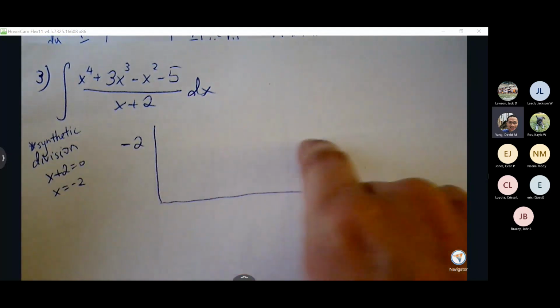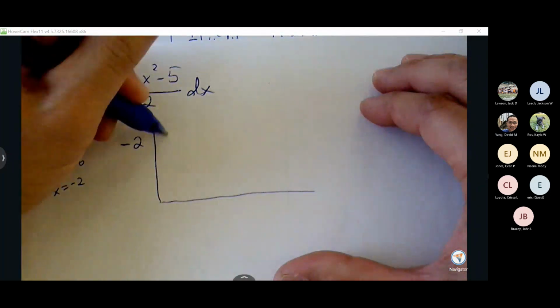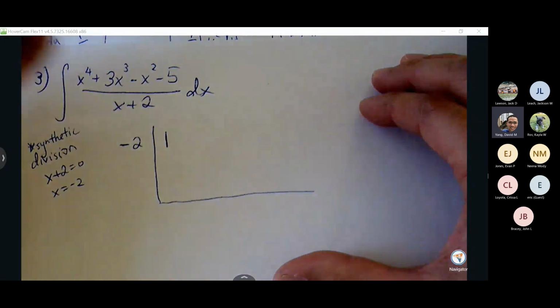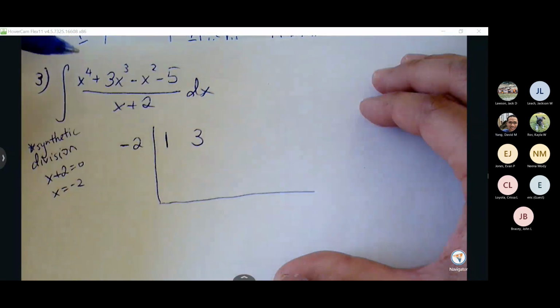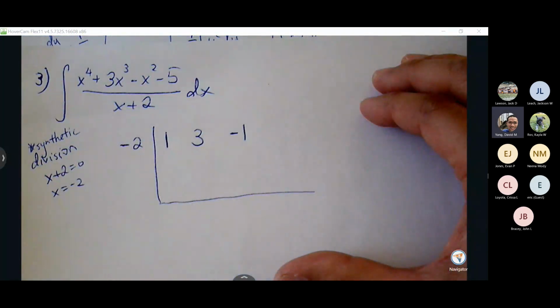So let's list out our leading coefficients here. What's in front of x to the fourth? 1, followed by 3, followed by negative 1, then what?